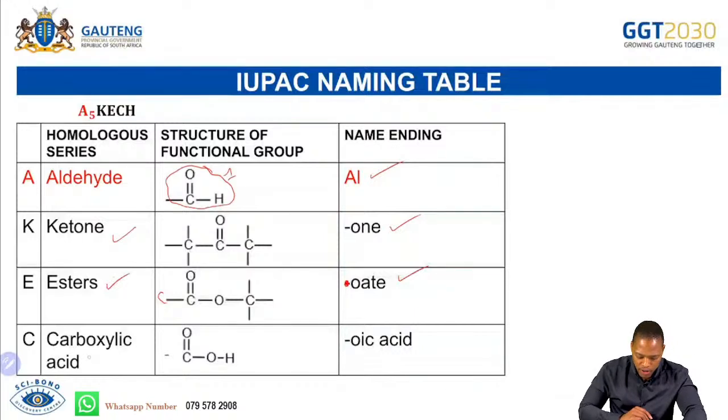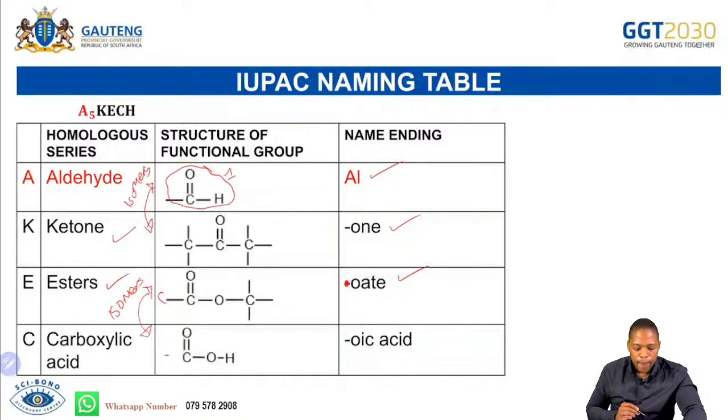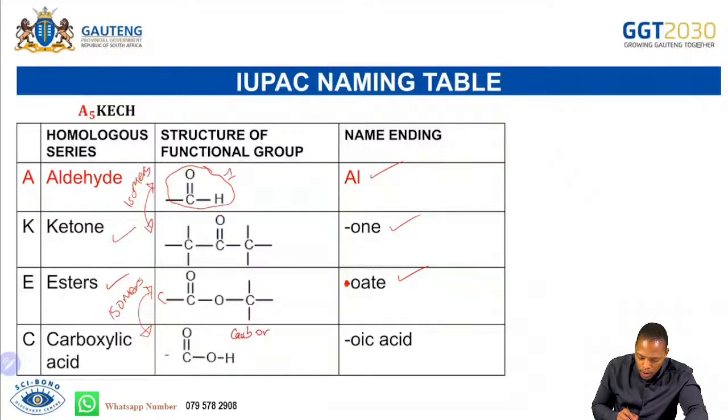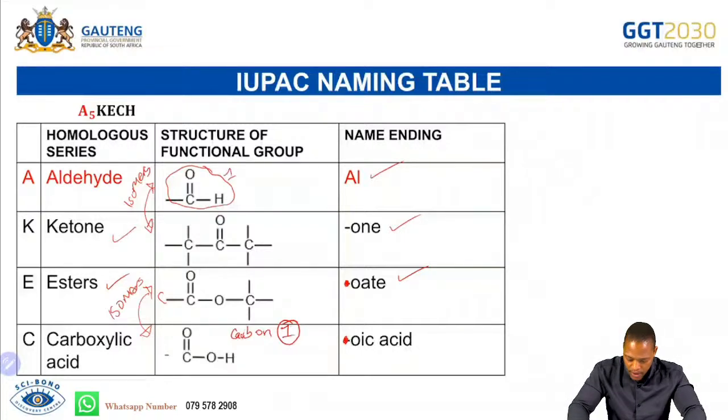And then the carboxylic acid is for C. Here you are going to find it with C double bond O, O, which reminds me that we said these are what? These are isomers. Last week we were calling them friends. This week we are calling them isomers. What type of isomers? Functional isomers. So for carboxylic acid, you will find C double bond O, O, and that is always going to be on carbon number 1. That makes the name ending -oic acid, and that's how we pronounce it.